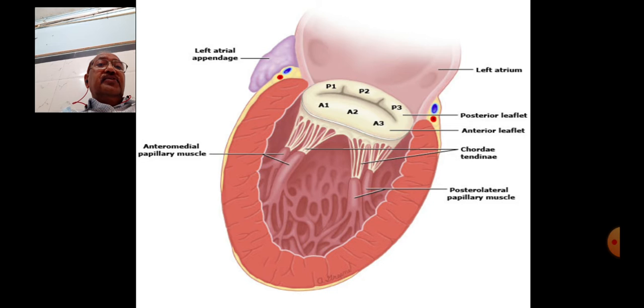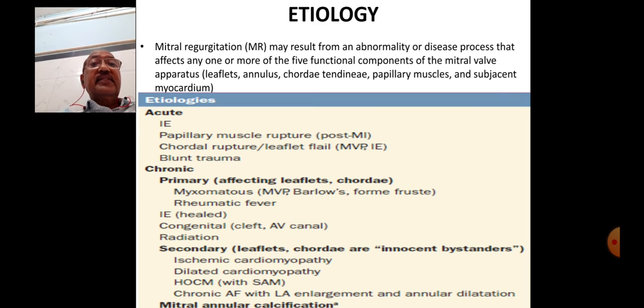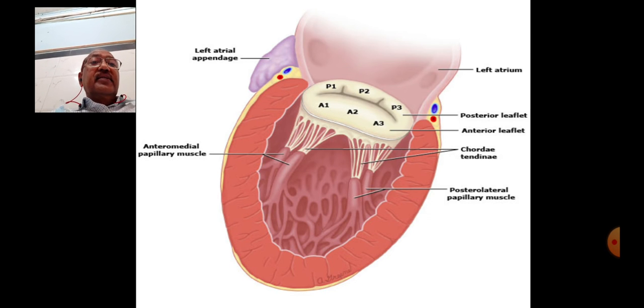Anterior leaflet is divided into 3, A1, A2, A3, and posterior leaflet P1, P2, P3. Then chordae tendineae, and the chordae tendineae are attached to papillary muscles, and the papillary muscles are attached to the LV myocardium. So if any component is not working appropriately, it would result in mitral regurg. And as we are all aware, the commonest cause of LV enlargement is heart failure, and when the LV gets enlarged, the mitral annulus gets enlarged and produces functional mitral regurg.